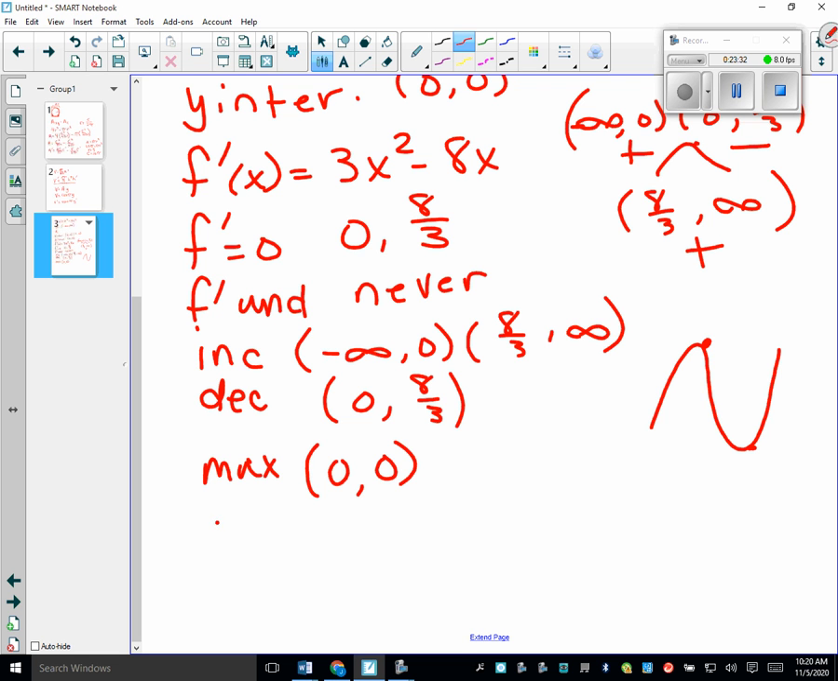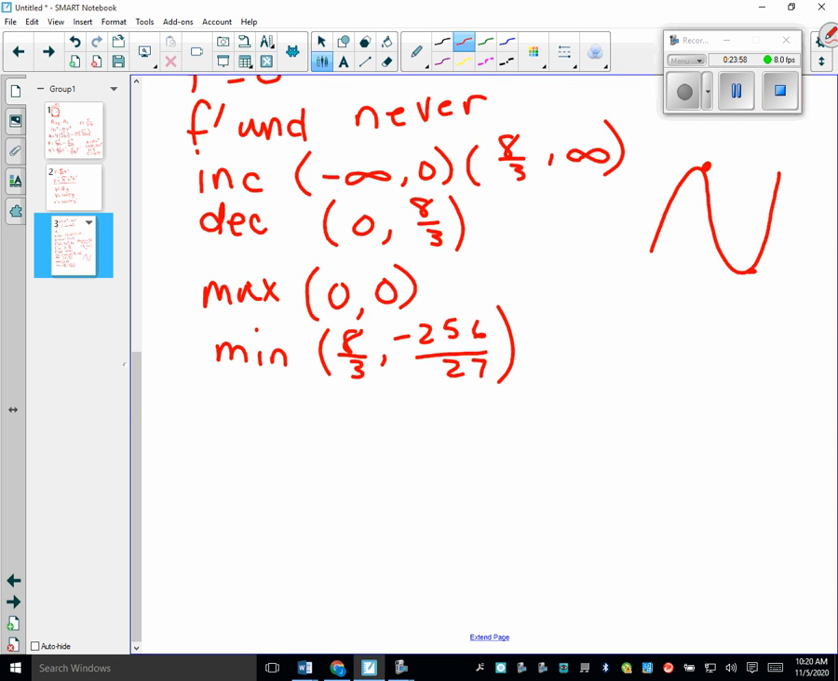Because we said every time it changes from positive to negative is when a max occurs, and every time it changes from negative to positive, a min occurs. If you think about it, that means it's going up and then down, so that's a max. Down and then up is a min. What is my point? 8/3 what? Everybody okay with that?